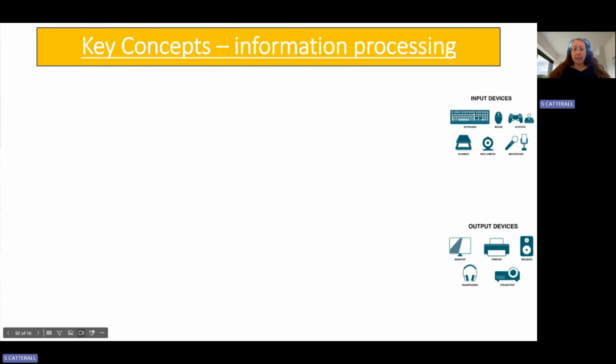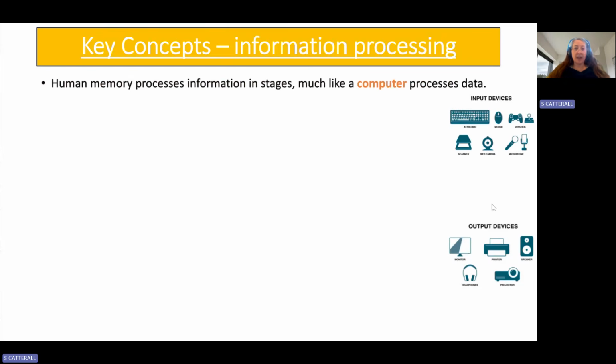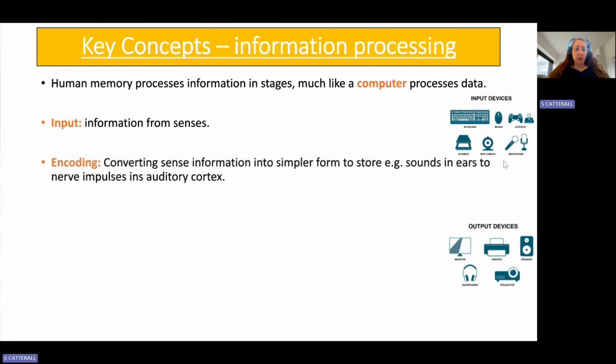So the key concepts that you need to know for memory are firstly about information processing. So the idea that our memory processes information like a computer does. For example, we have input which comes in via our senses in the same way that a computer has input devices like a keyboard or a mouse, or as shown here on this image.